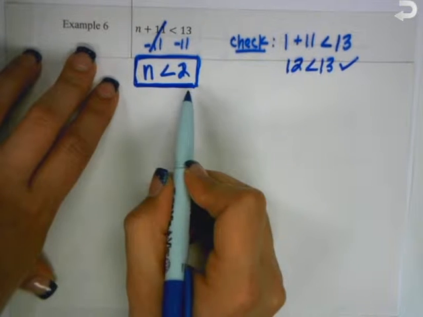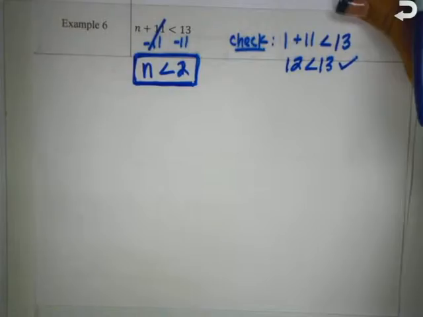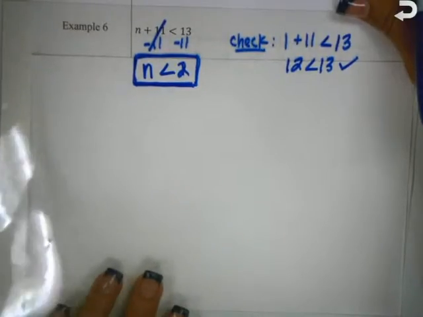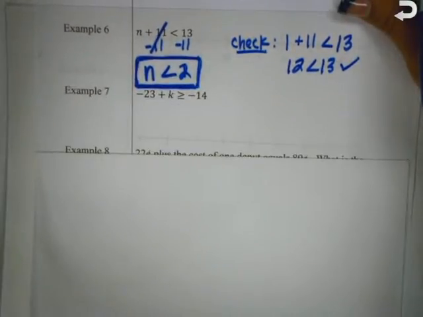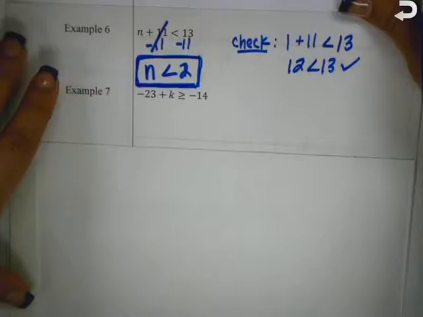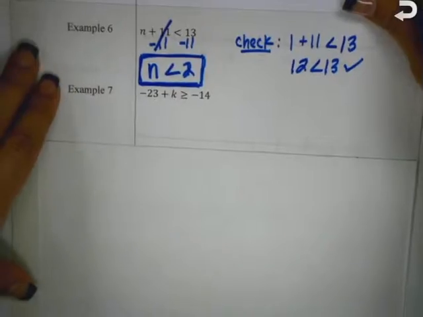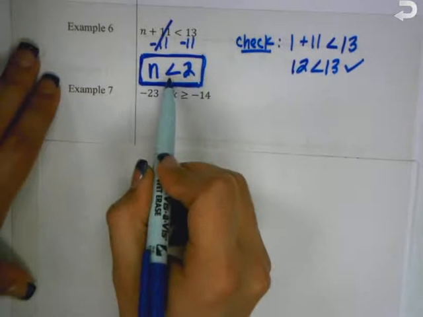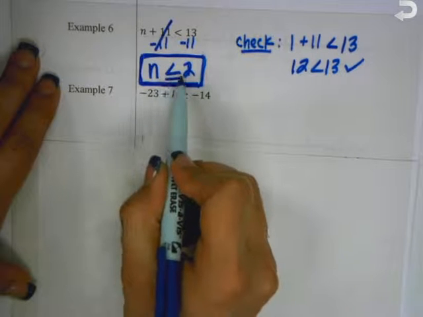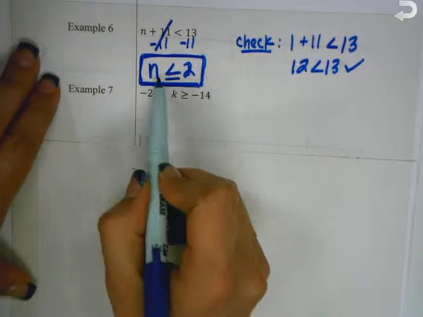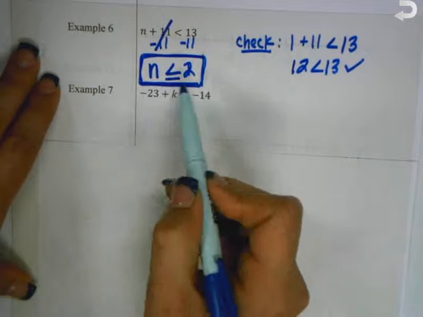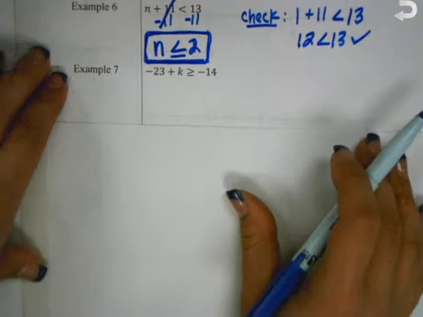Okay? Is this helping you more now than yesterday? If the symbol was less than or equal to, you could have plugged in 2 to check, because n can equal 2. Yeah, that's exactly right.